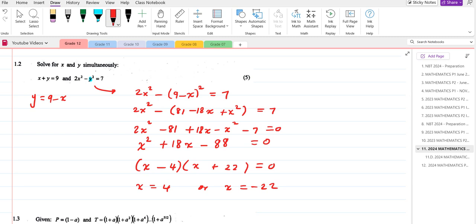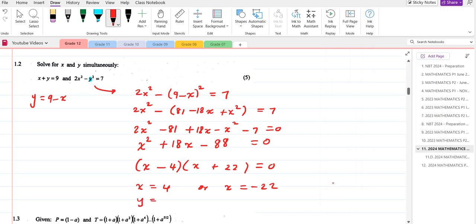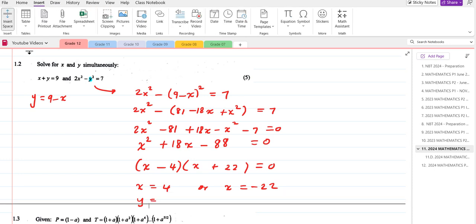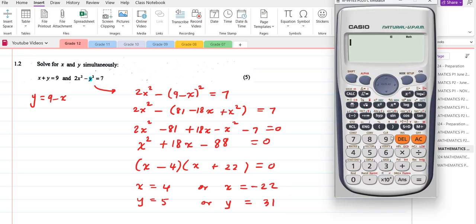Let me just show you. We're getting negative 22 there. Yes. Now we're going to substitute the value of 4 in y. So we'll get y equals 9 minus 4, which is 5, or y equals 9 minus negative 22. So 9 plus 22, which is 31. I hope you guys understood that.